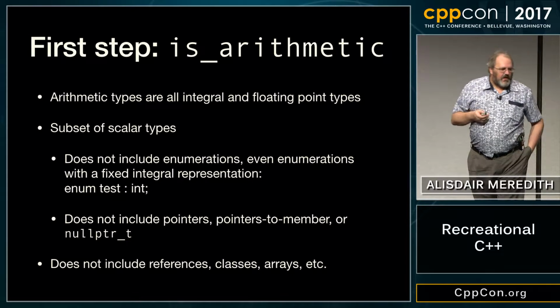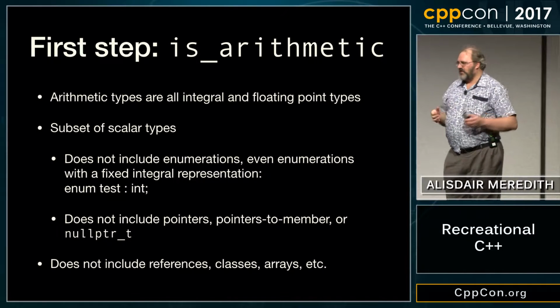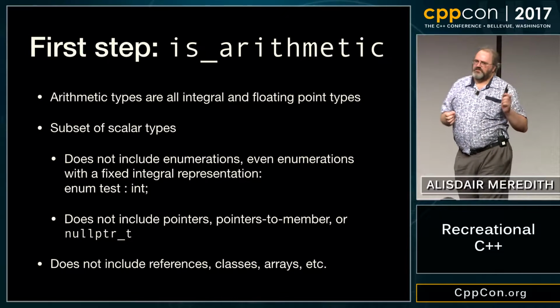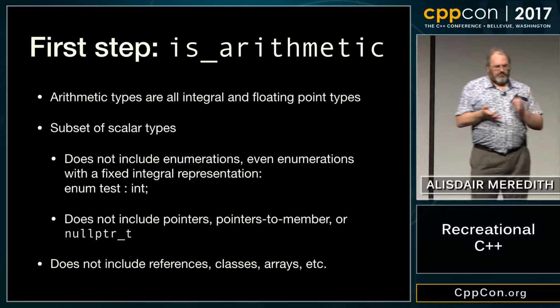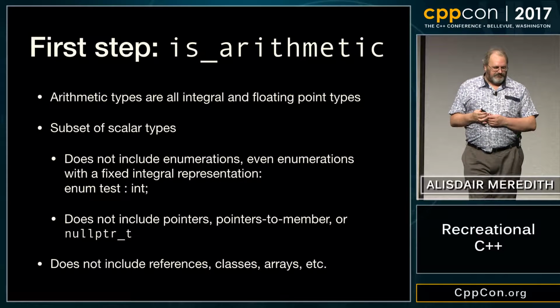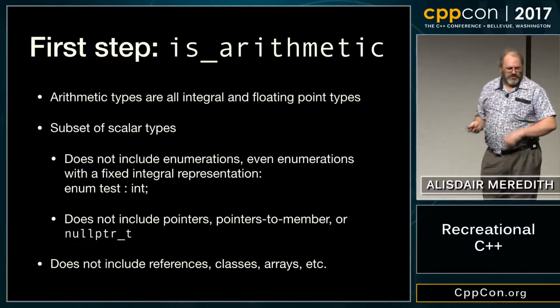So an arithmetic type is those same set of integral types we saw, and the floating point types. It's a subset of the scalar types. Scalar types are those types plus pointer types, enumerations, pointers to members, and nullptr_t. And it doesn't include references, classes, arrays, and so forth.